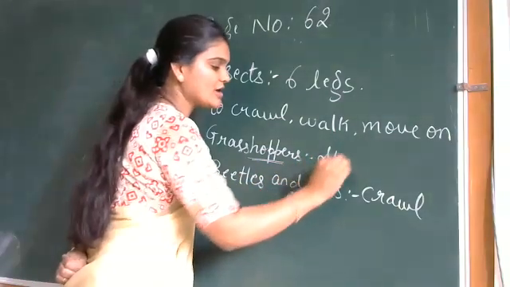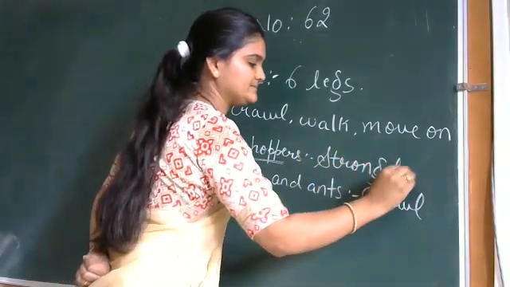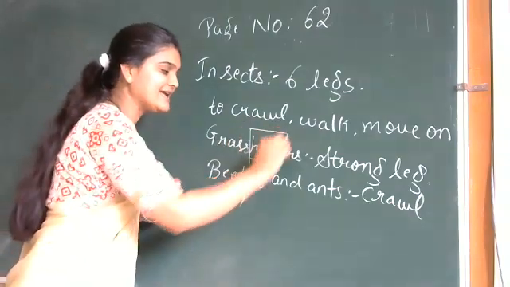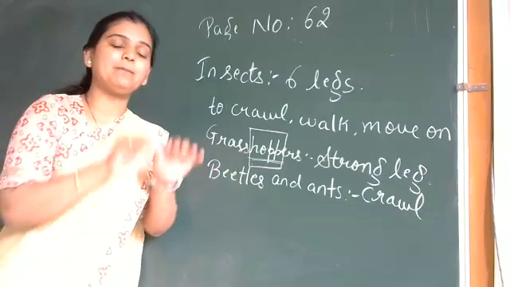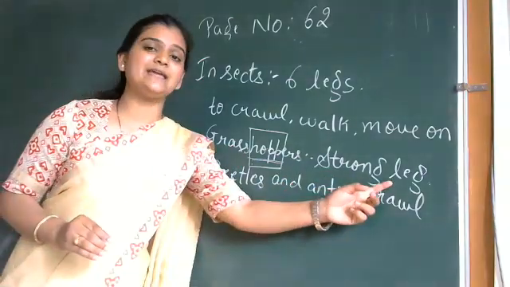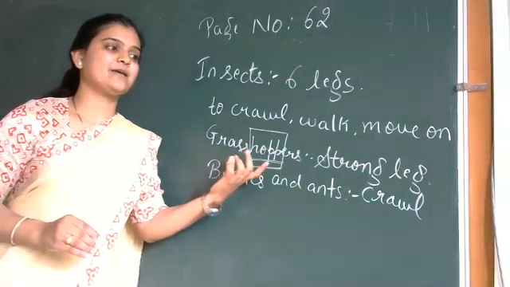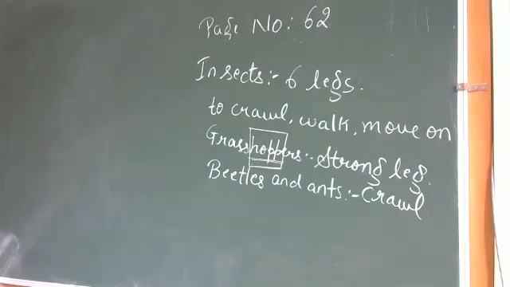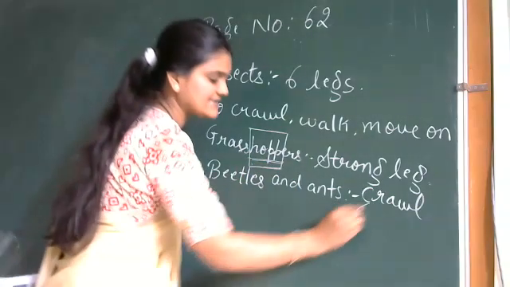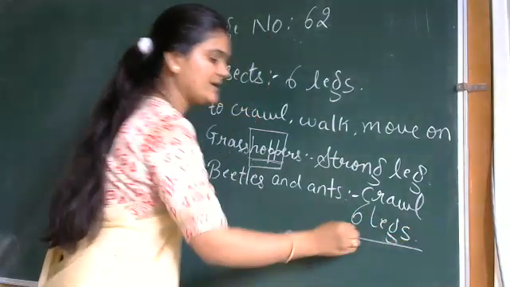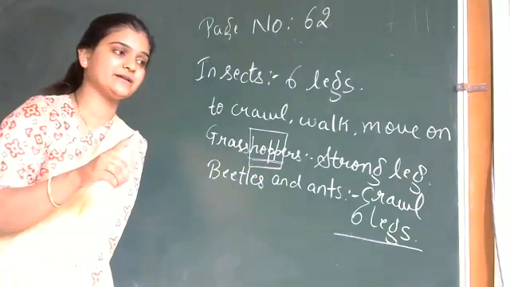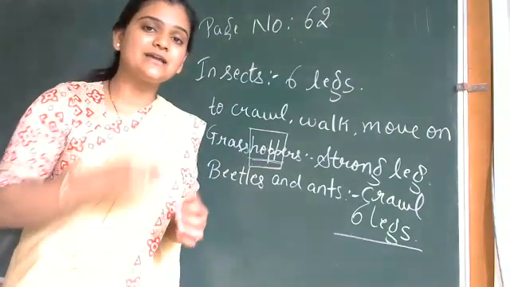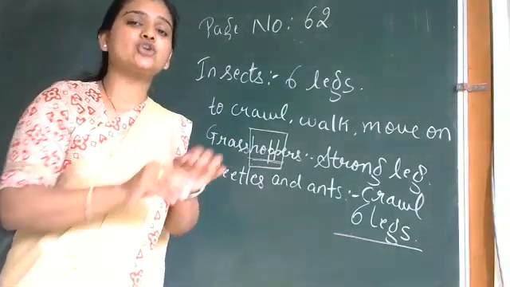They have strong legs. Remember, grasshopper in its name itself is telling that it has the capacity to hop about because of the strong legs in its body. Whereas beetles and ants have a capacity to crawl with their 6 legs. Remember, crawling is different, hopping is different. Crawling means they move on their belly. It takes the help of its stomach and it will start crawling.